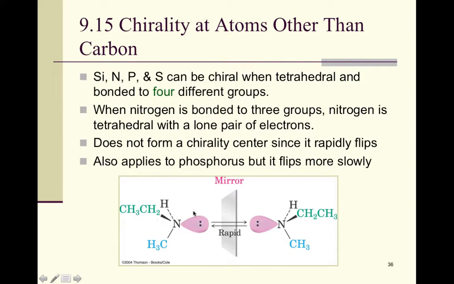It's almost like an umbrella going back and forth and back and forth. It happens so fast that they're both present at the same time, or at least it seems like they're both present at the same time, so it doesn't show optical activity. Now this can also apply to phosphorus, but phosphorus flips more slowly.